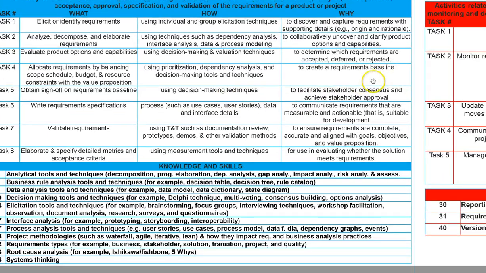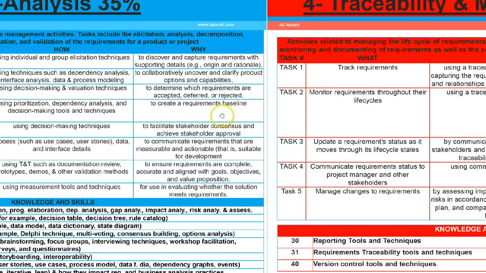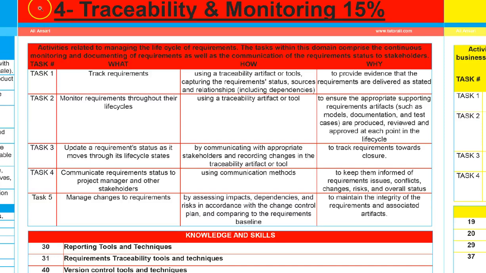Then we have the next domain, which is traceability and monitoring. This is domain number 4, 15% of your exam. This includes activities related to managing the life cycle of requirements. The tasks within this domain comprise the continuous monitoring and documenting of requirements, as well as communication of the requirements status to stakeholders. So we are using 5 different tasks over here, and we are working with the requirements.